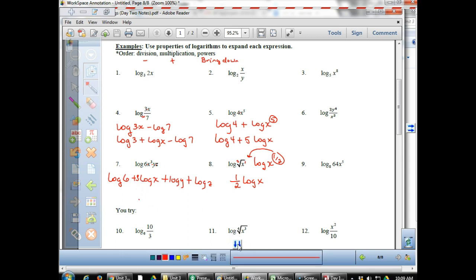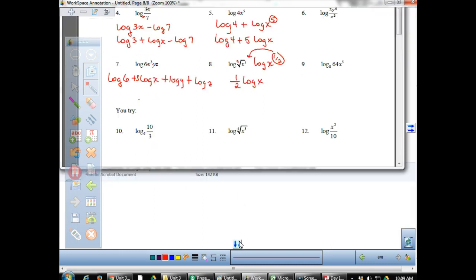All right, so that's pretty much what we need to do for expanding. So we're going to also discuss condensing as well. So the only other one I might want to do here is log of x to the 3/4. And in fact, why don't you pause the video, and I want you to do these 3 U-tries and then come back and check your answers.